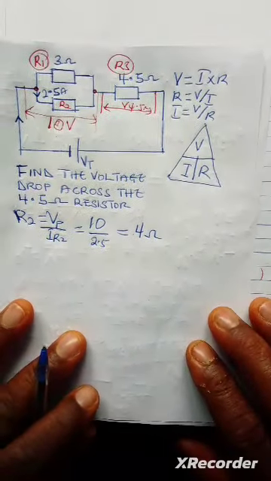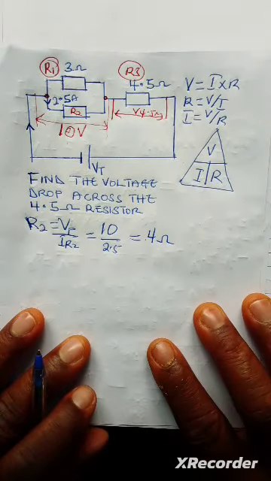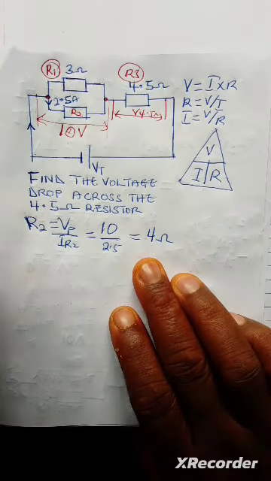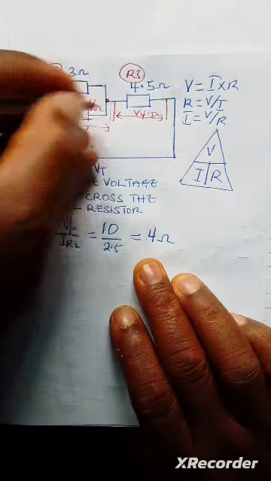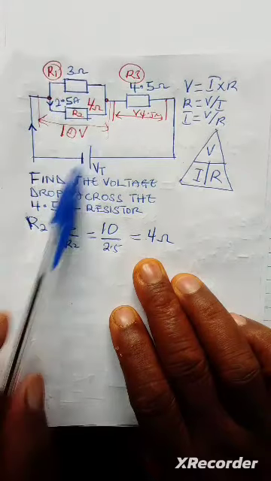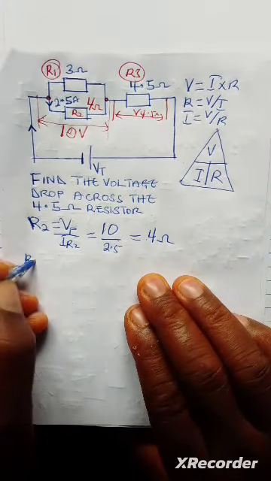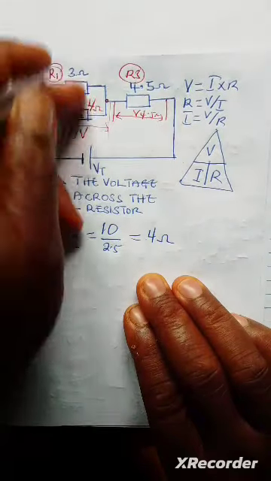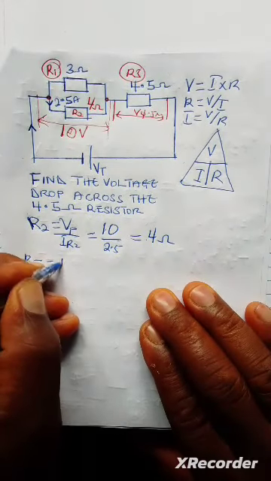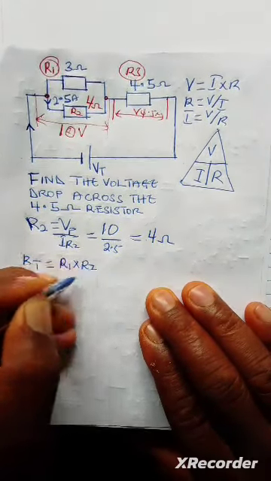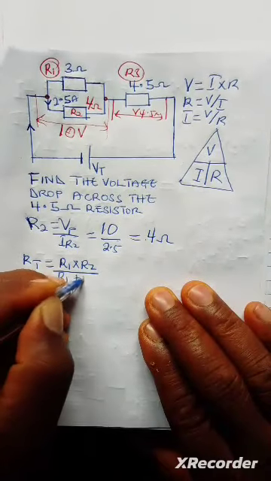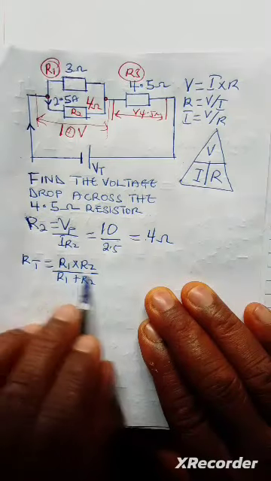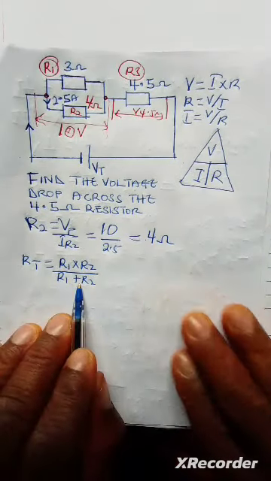So now that we have 4 ohms, we will put our 4 ohms here as R2. Now we can calculate for what? Our total resistance. So we say total resistance equals R1, R2. In a parallel circuit, when two resistors are given, you make it R1 times R2 over R1 plus R2, which is product over sum. Product means multiply the two and the sum means add the two.